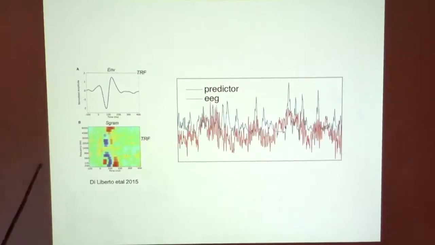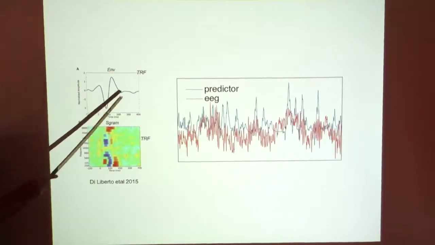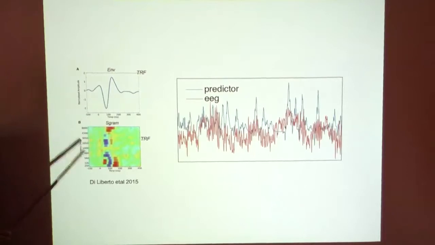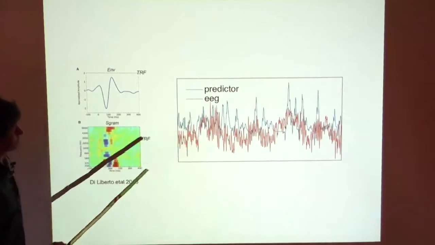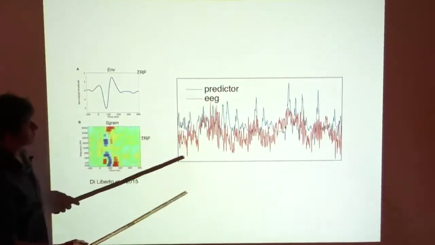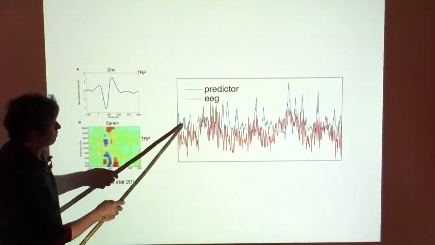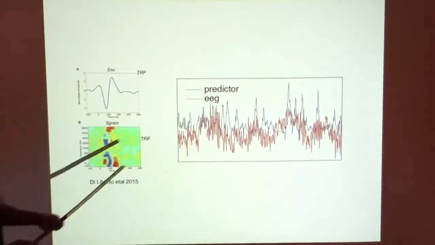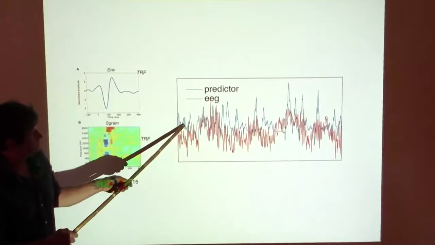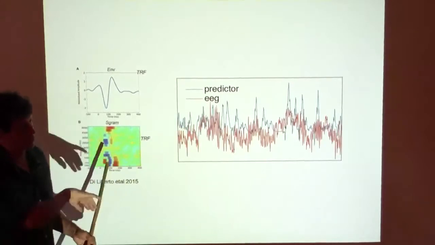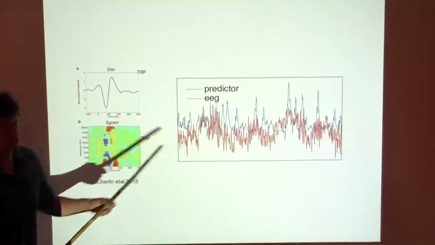So this is the sort of result that you get. The model that you find can be described by this thing here. It's what they call a temporal response function, or a spectrotemporal response function. The S is hidden. And the prediction that you get looks like this. So if you're a believer, you'll agree with me that the blue thing looks like the red thing. The red is the EEG, and the blue is the best prediction that you can make based on the stimulus of what this looks like.